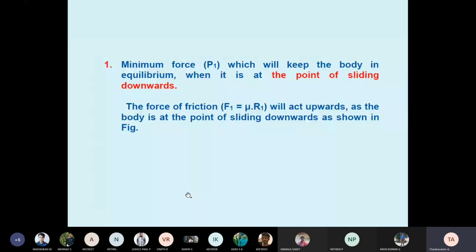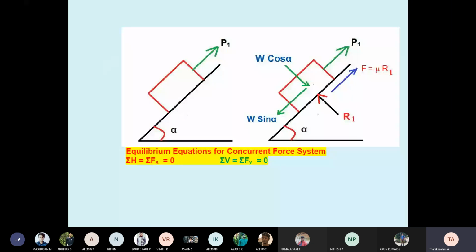You see the diagram. Students, this is the first condition. One block is there on the inclined surface, with inclination angle alpha. The pulling force is parallel to the inclined surface. See here, P1, parallel to the inclined surface. Okay, now see the condition.